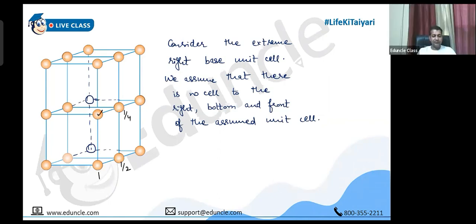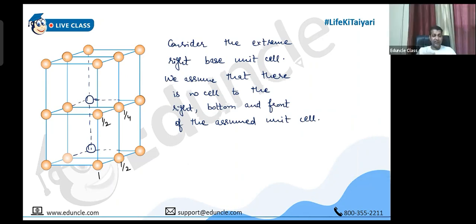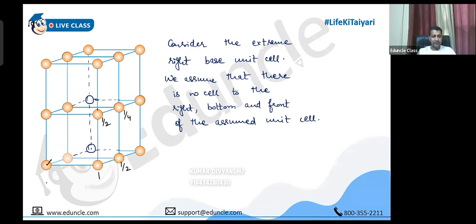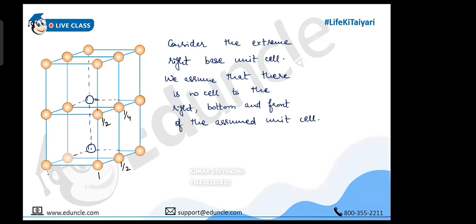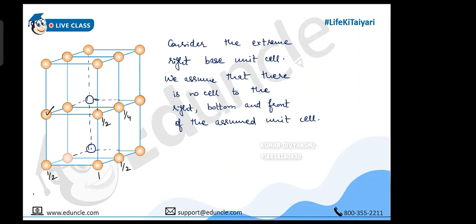And this one? Again, very much clear from the diagram. 1 by 2. One is there at the top of this also, so two of them are sharing this one. What about this one? 1. No, half. There will be another cell to the left of this one. A cell cannot be there in the right, bottom, and front, but it can be there in the left. If there is a cell on the left hand side, it will also share this one. Clear?